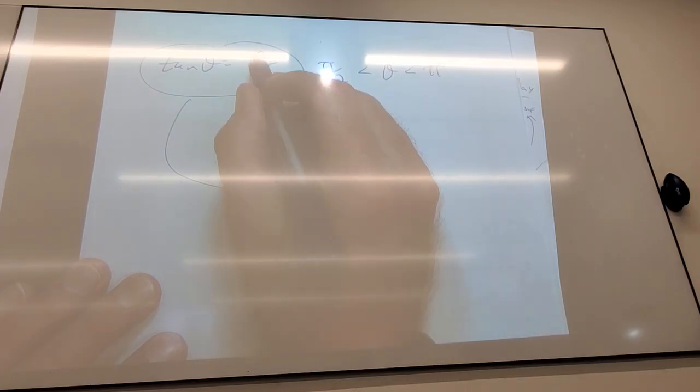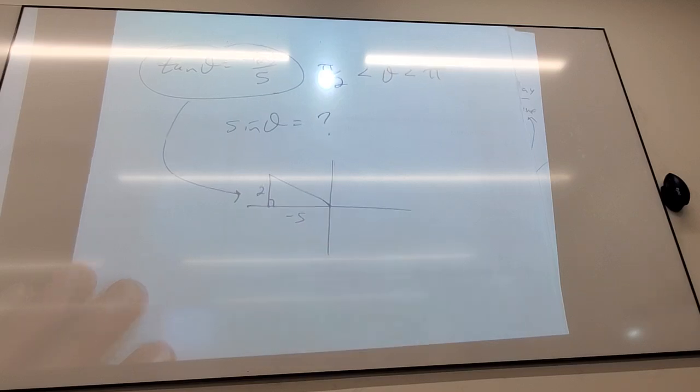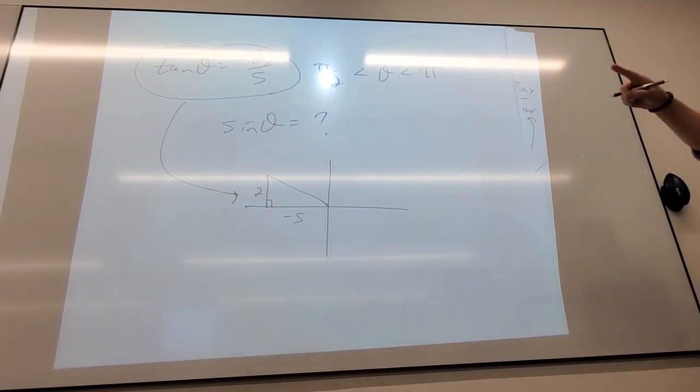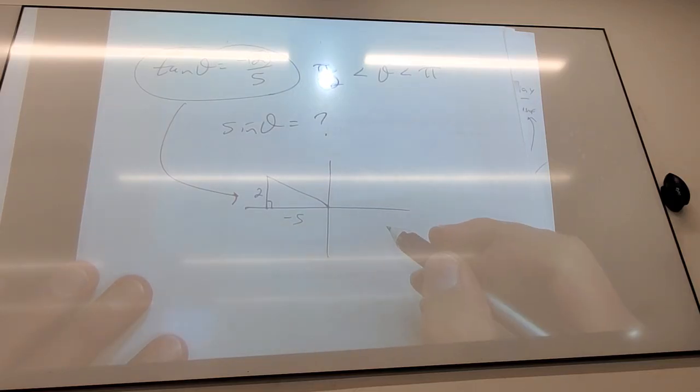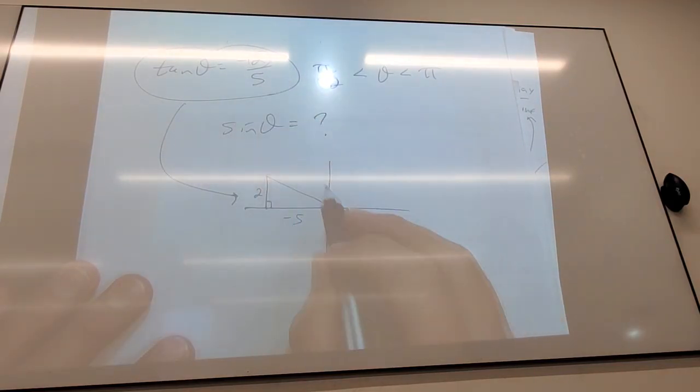Because this is negative 2/5, so what's the 2? It's the y side. I kind of gave it away. And then this could be negative 5, because that makes sense, because the x is negative back there. So that's why tangent theta is negative 2/5.